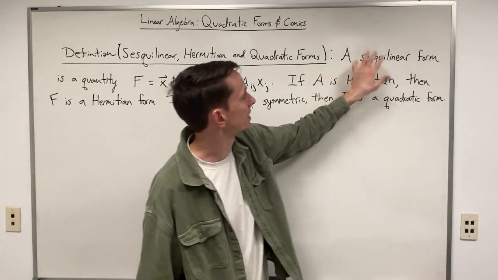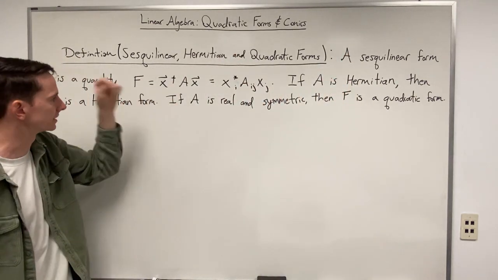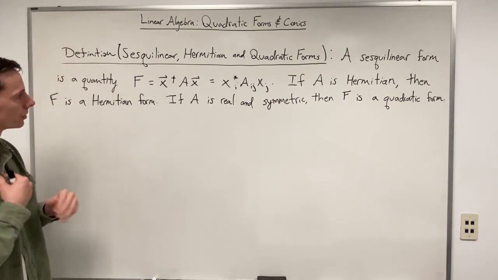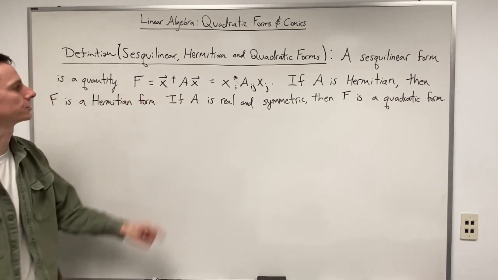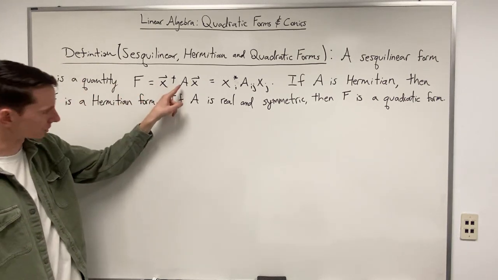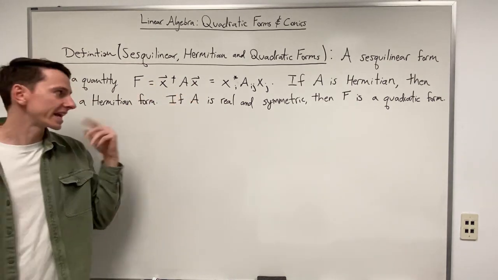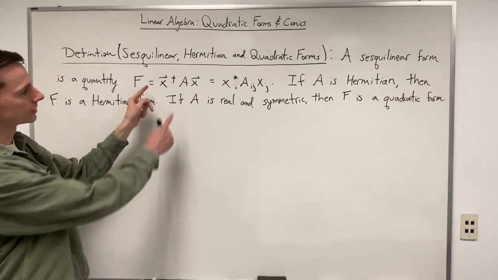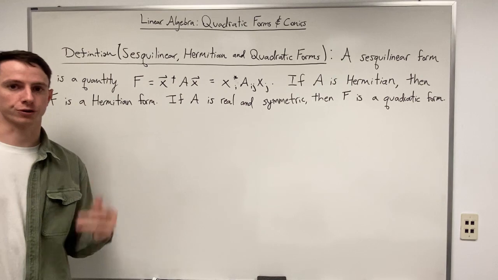It says here that starting with a sesquilinear form is simply a quantity that looks like this. So we can denote it as f, where in this case f is just a scalar, and f is expressed as a product of three different quantities. The first is the Hermitian conjugate of some vector x times a matrix A times a vector x. Okay, so any scalar of the form x dagger Ax is considered a sesquilinear form. This is the way that we would write out that sesquilinear form in matrix vector notation.